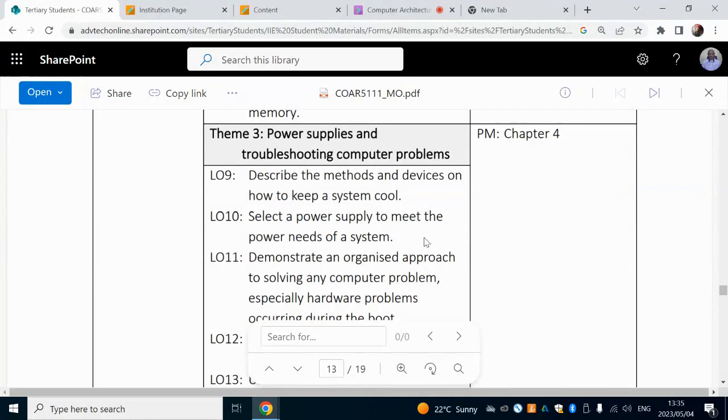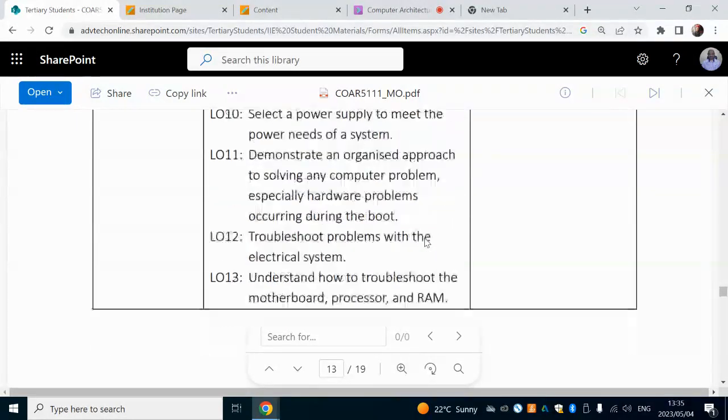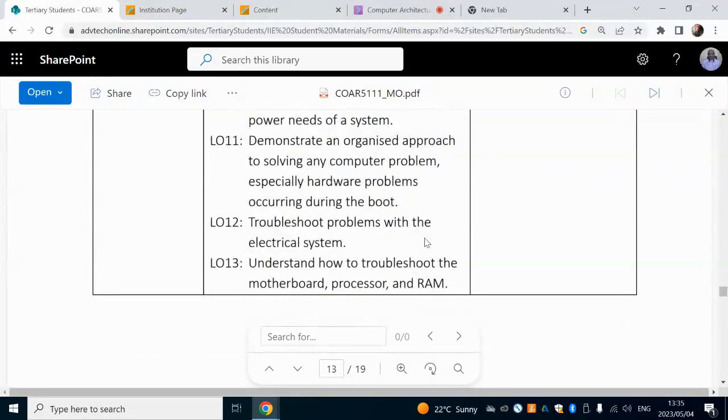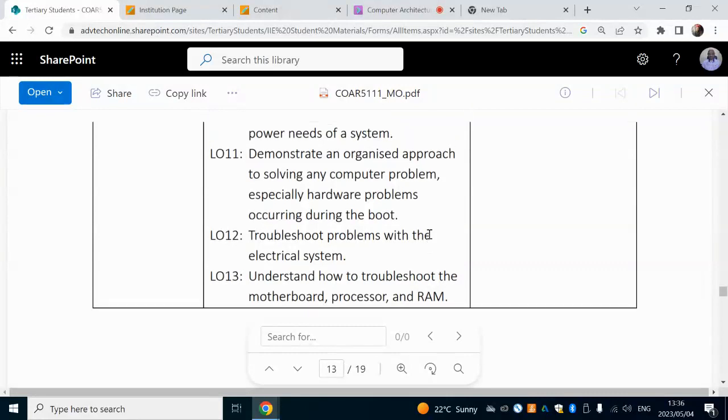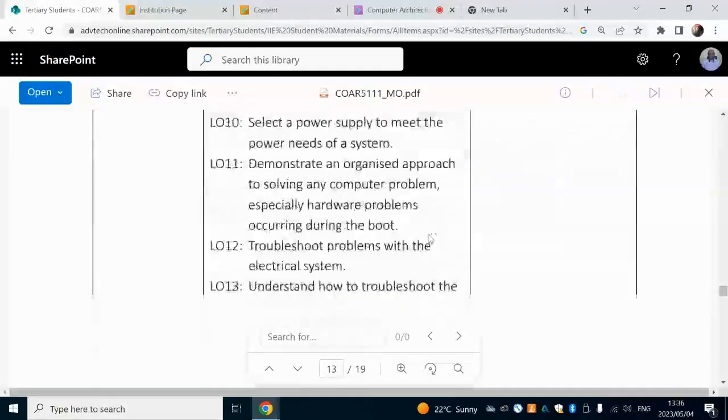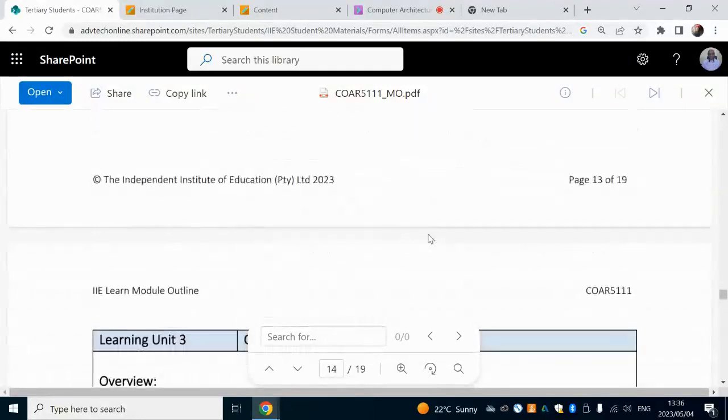Demonstrate an organized approach to solving any computer problem, especially hardware problems occurring during the boot. The computer doesn't want to come on. It is dead. It comes on, but it makes a sound. What are the problems? Troubleshoot problems with the electrical system. Is it the power supply? Is it the computer itself? Is it the wall socket? Understand how to troubleshoot the motherboard, processor, and RAM. And they said this is all covered in chapter 4.